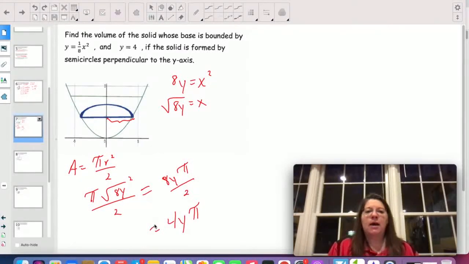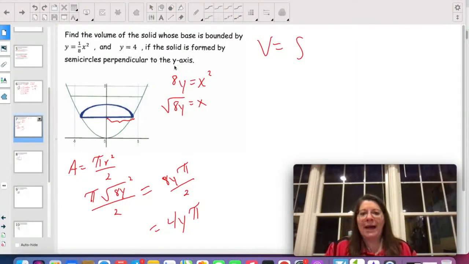And so when we integrate this, our volume formula, now remember this one is perpendicular to the y-axis, so our boundaries are coming from the y-axis. Now remember, this one starts at 0, and it ends here at the equation y equals 4. So it goes from 0 to 4, and we have 4y times pi, or 4 pi y dy. So we've got our area formula here, and we're going to take the integral of that and solve it.